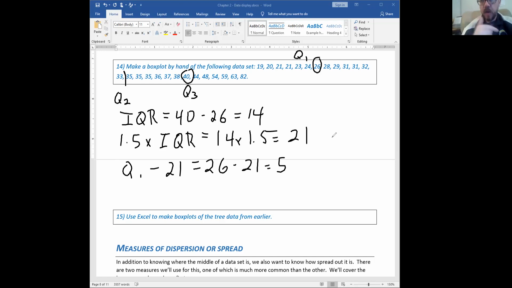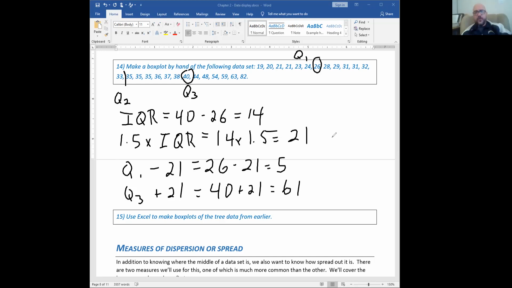I'm going to do the same thing above Q3. So Q3 plus 21 is 40 plus 21, which is 61. Anything that is to the left of 5 or to the right of 61 is considered an outlier in this data. There's nothing to the left of 5. The smallest thing in this data set is 19. So there are no outliers on the low end.